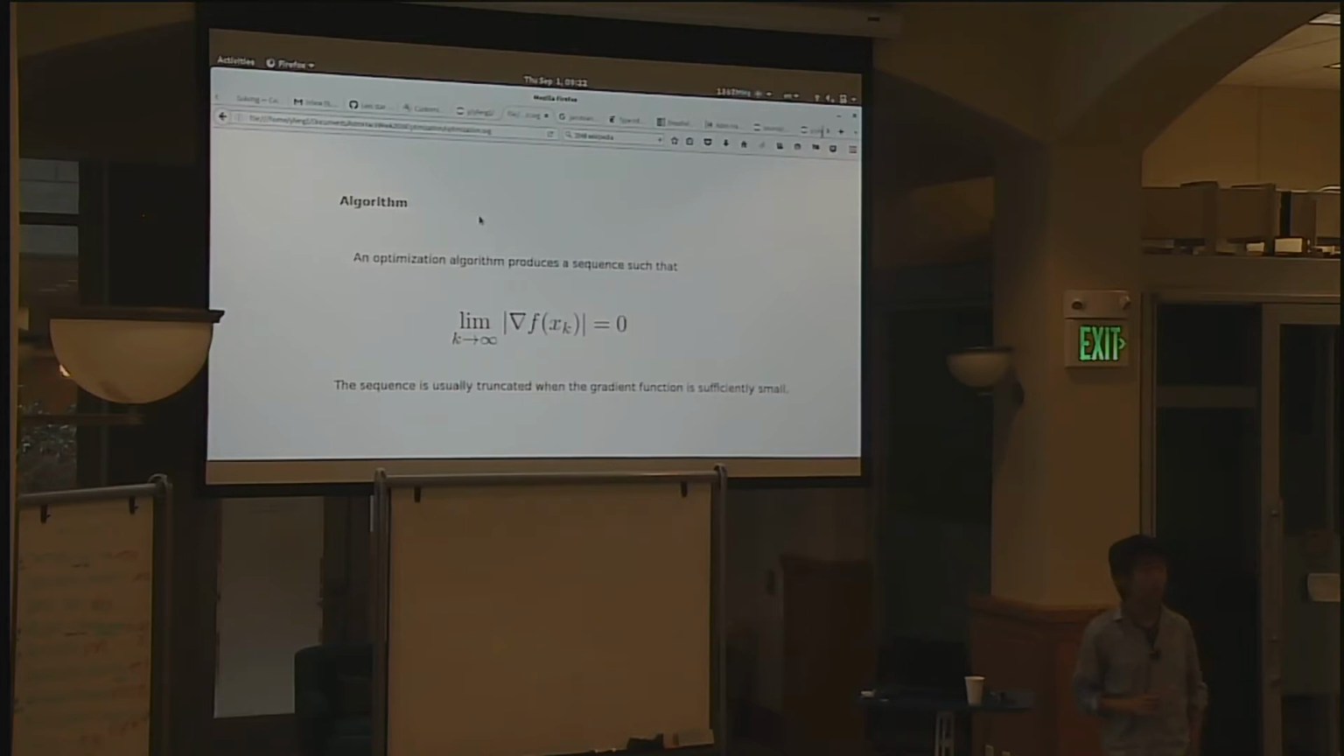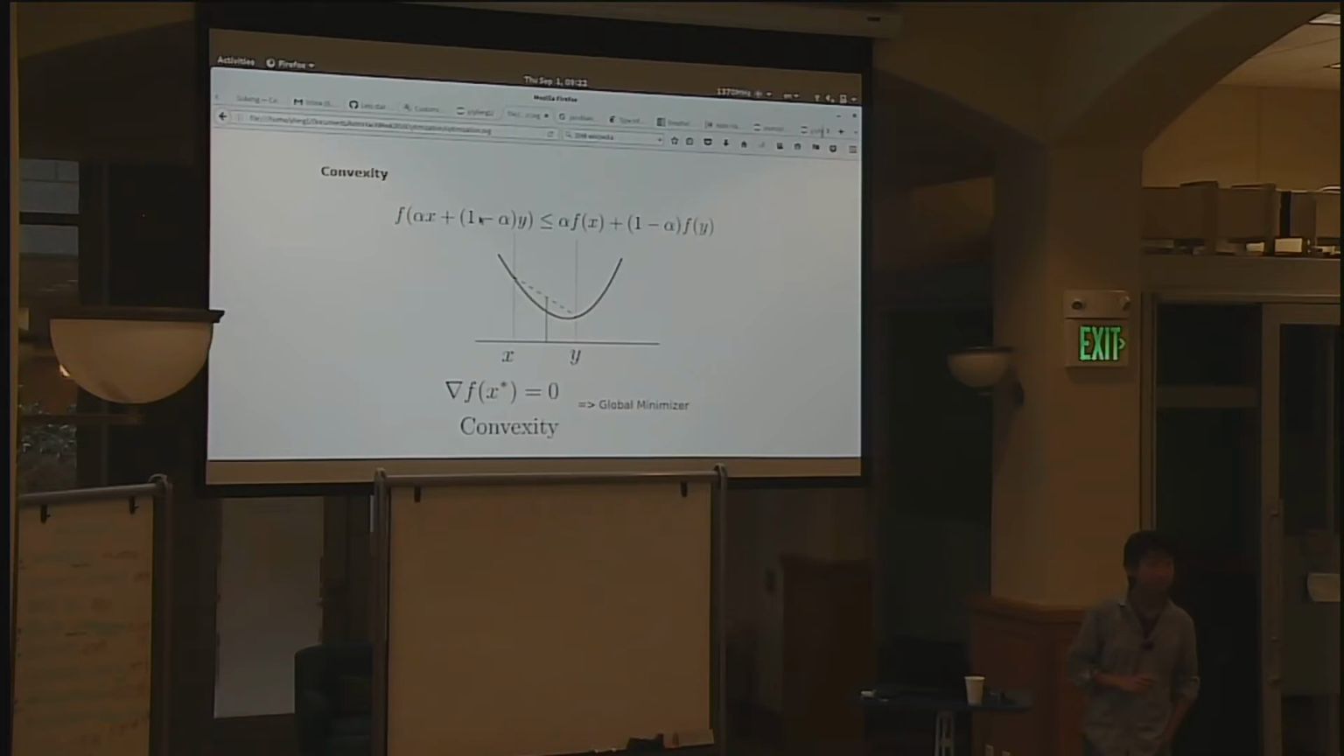Sorry to interrupt, but could you go back and say what functions are convex? I think it might be useful for people to hear some examples of convex functions that we know. Well, yes, that would be great.